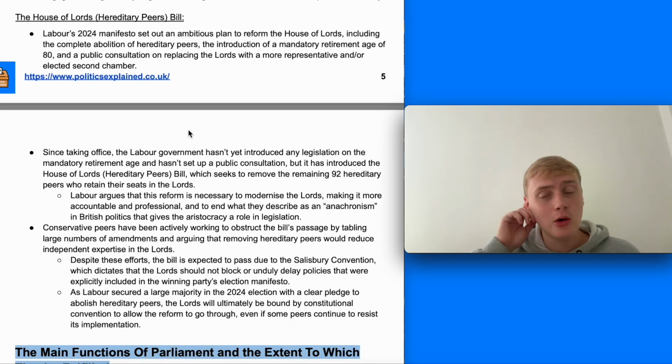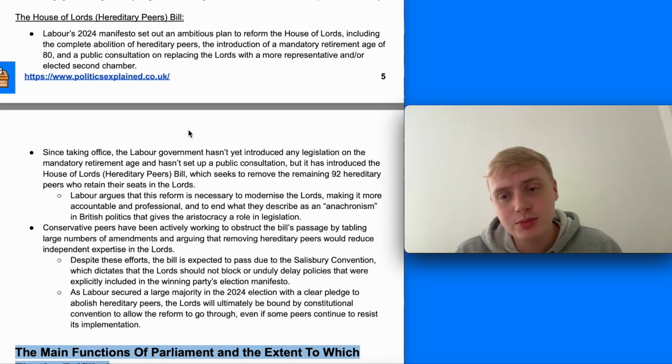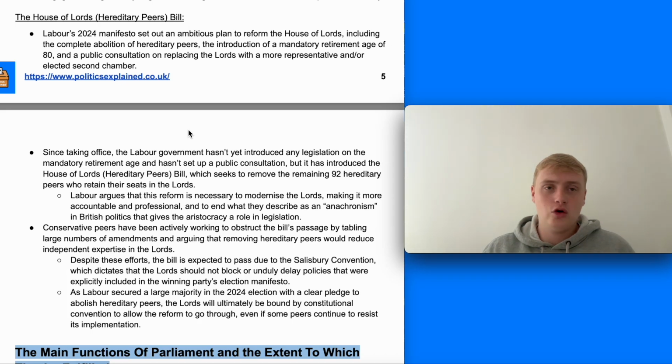A really important bill introduced by Labour since the election is the House of Lords Hereditary Peers Bill. It still hasn't passed as I'm recording this video, but I'm sure it will. Effectively, it's going to introduce a mandatory retirement age of 80, and it's not going to completely change the House of Lords like they spoke of in their manifesto.